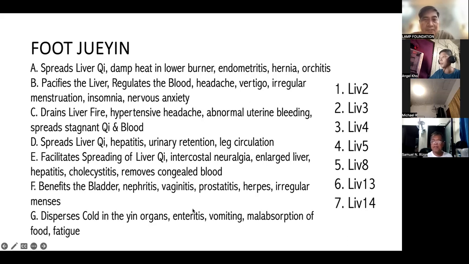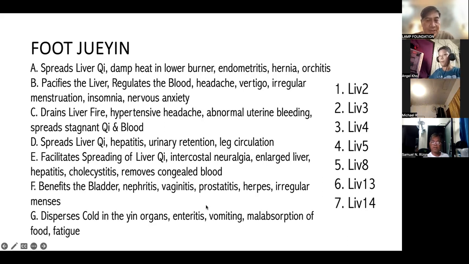And number 5, liver 8. Number 5 po, si liver 8 po is letter F po: benefits the bladder, nephritis, vaginitis, prostatitis, herpes, and irregular menses po. Okay. So liver 8 is F.